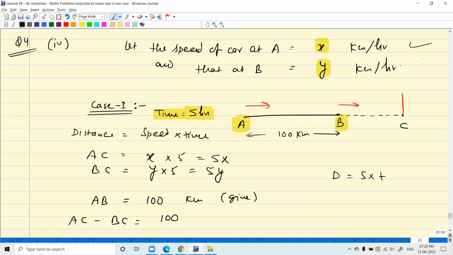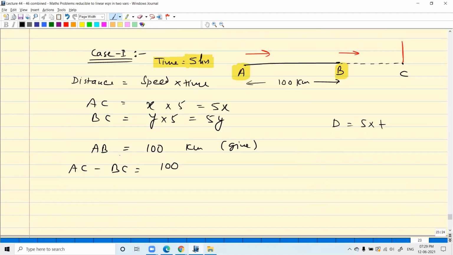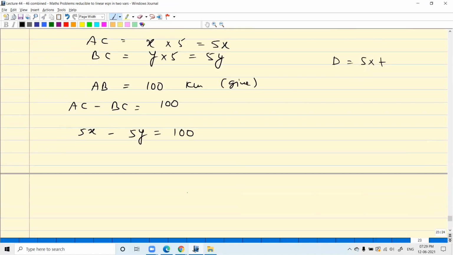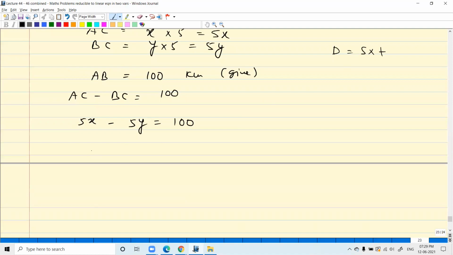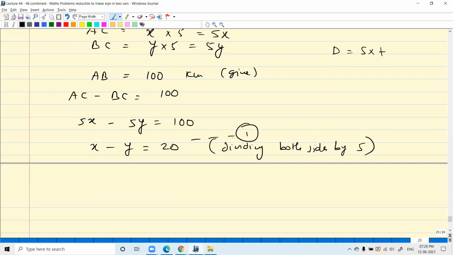Yes, sir. Speed, time, speed into time, distance, we found AC and BC, and then we know that AC minus BC is 100. So we can write it as 5x minus 5y is equal to 100. Then divide by 5 on both sides, so it will become x minus y is equal to 20. And we can call it our first equation.